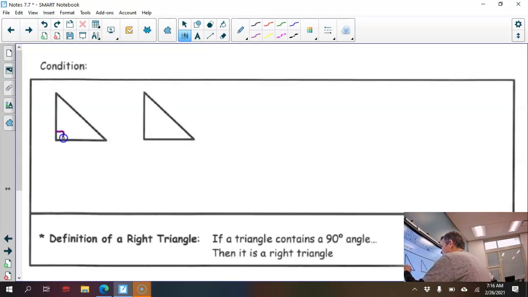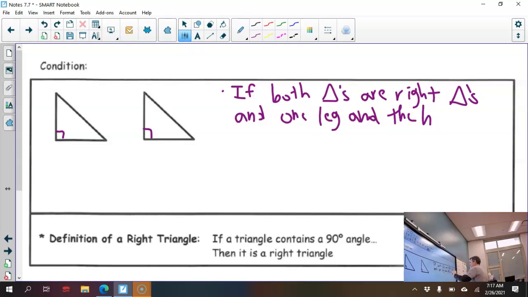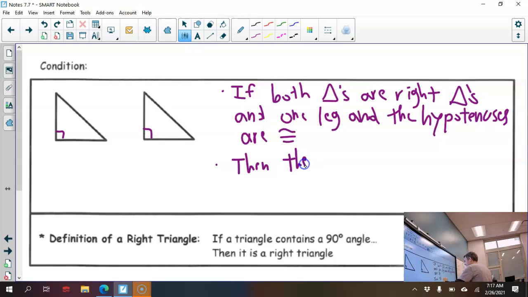This last one involves a special case of right triangles. So our first thing says: if both triangles are right triangles and one leg and the hypotenuses are congruent, then the triangles are congruent. So I have one leg equal to one leg.